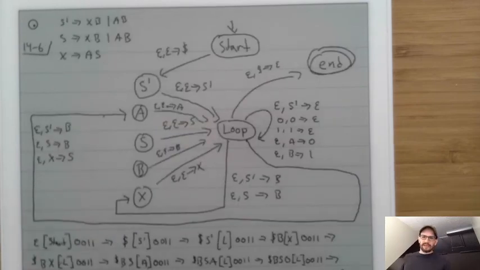Well, that's it for now. Next time we'll talk about going in the other direction and turning PDAs into context-free grammars.